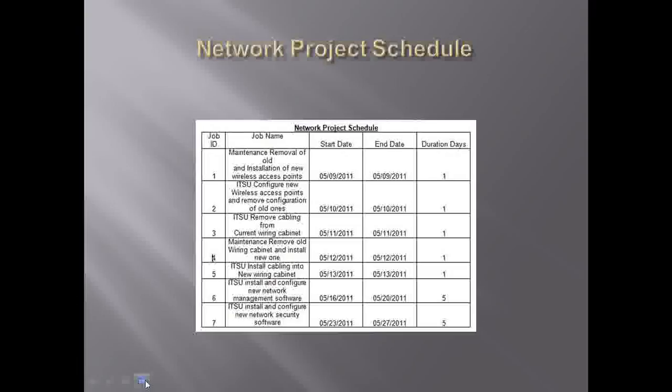As far as our project schedule, we have maintenance doing removal and installation of the new wireless access points. Then the Information Technology Support Unit will configure the new wireless access points and remove the configuration of old ones. They'll also remove cabling from the current wiring cabinet, and the maintenance department will then remove the old wiring cabinet and install the new one. The Information Technology Support Unit will install cabling into the new wiring cabinet. They will install and configure new network management software. Then they will install and configure new network security software.